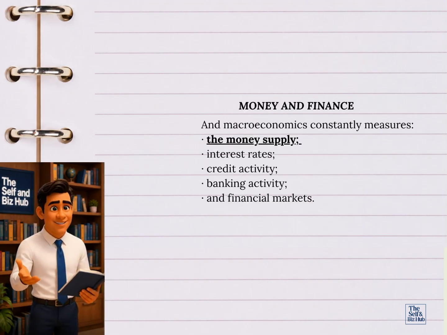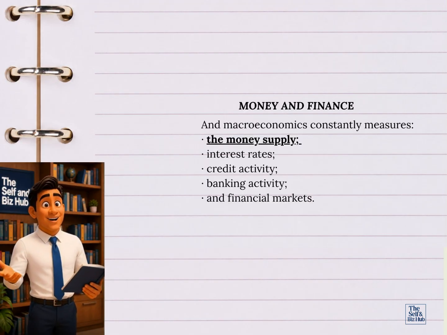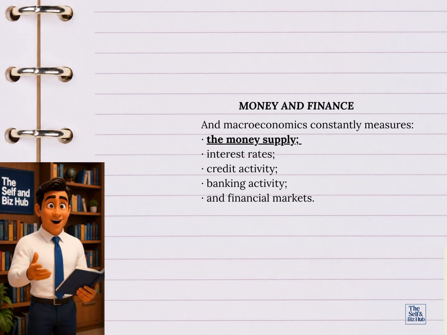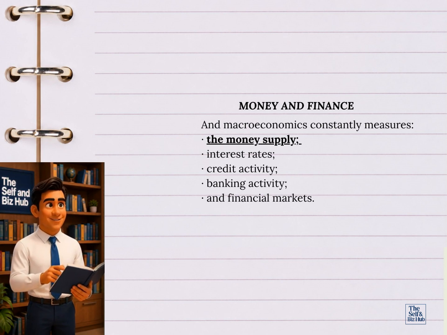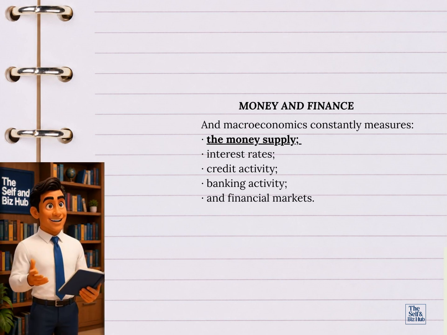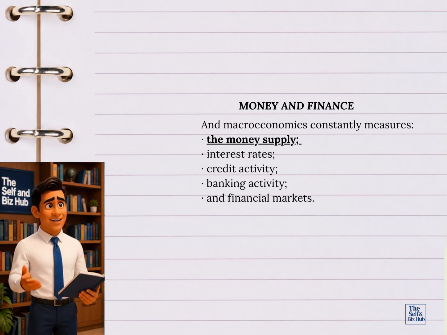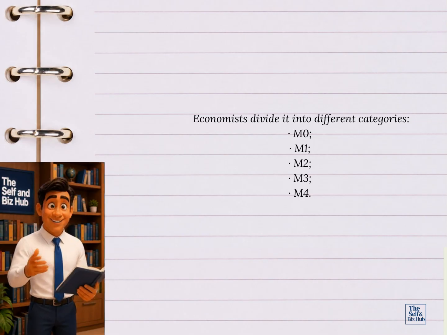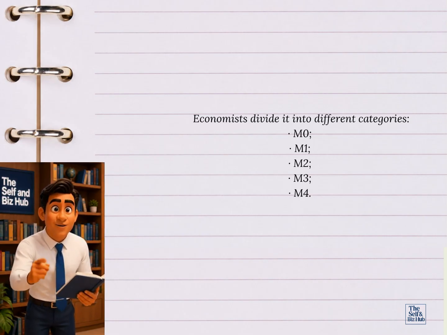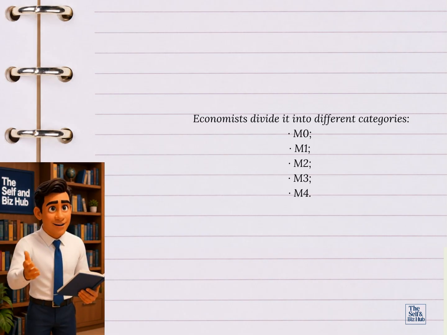Now let's move on to money. The modern economy operates through the financial system, and macroeconomics constantly measures the money supply, interest rates, credit activity, banking activity, and financial markets. One of the key concepts here is the money supply. Economists divide it into different categories: M0, M1, M2, M3, M4.